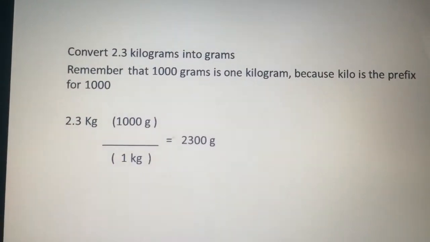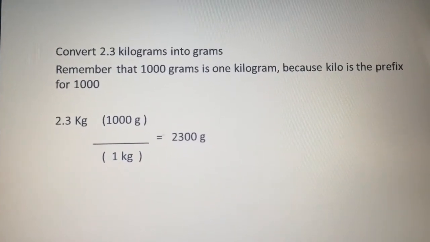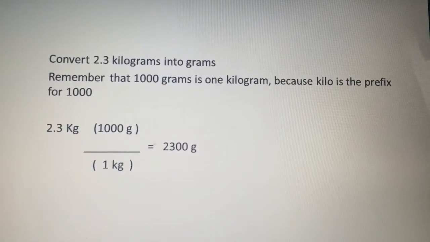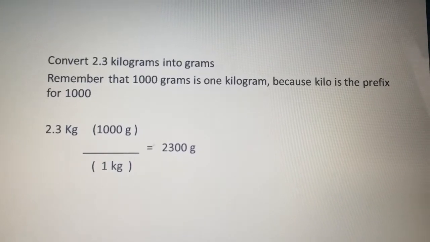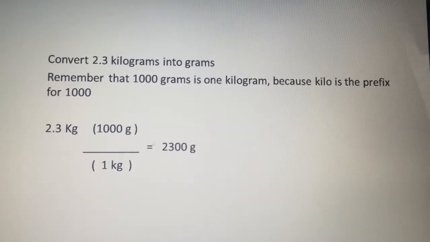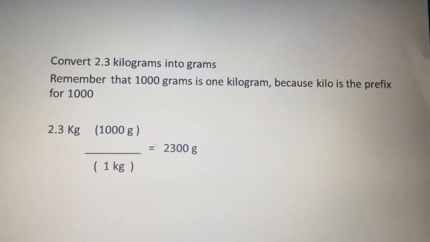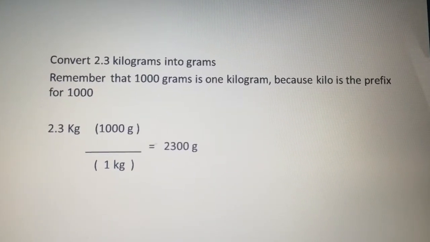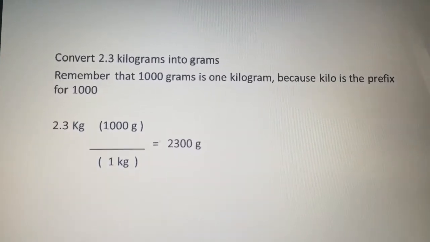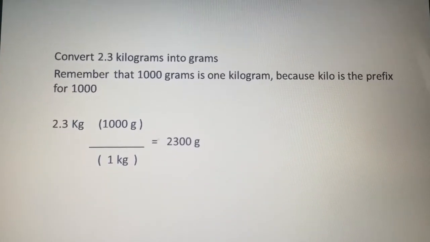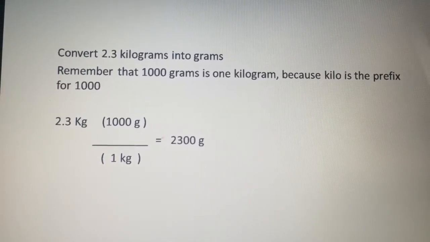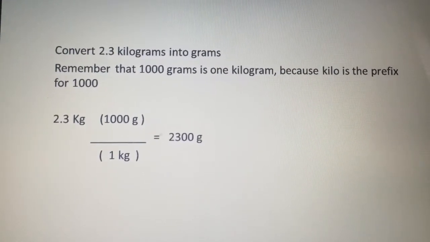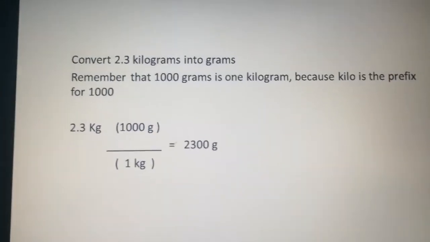Here's a practice problem. So you want to convert 2.3 kilograms into grams. And remembering that 1,000 grams is 1 kilogram, because kilo is the prefix for 1,000. So for conversions, you start with what you know, and that's 2.3 kilograms. And you want to convert into grams. So you're going to have to cancel out the kilogram unit so that you're left with grams. And to do that, you put kilograms on the bottom.